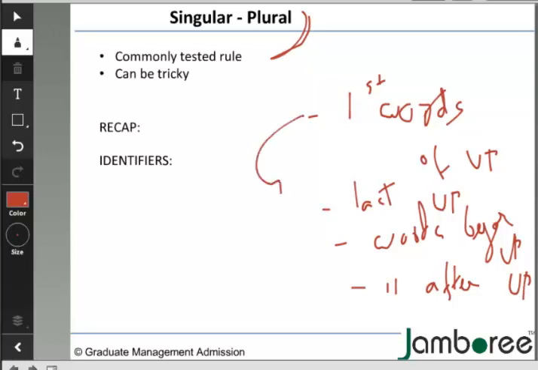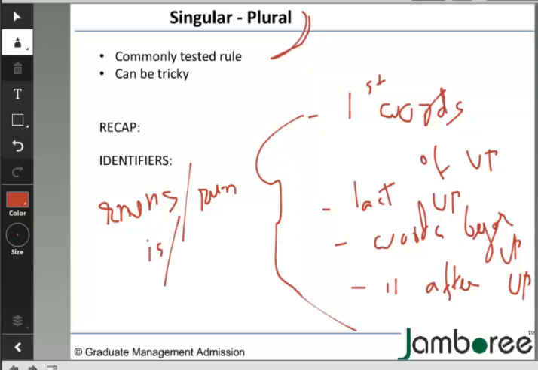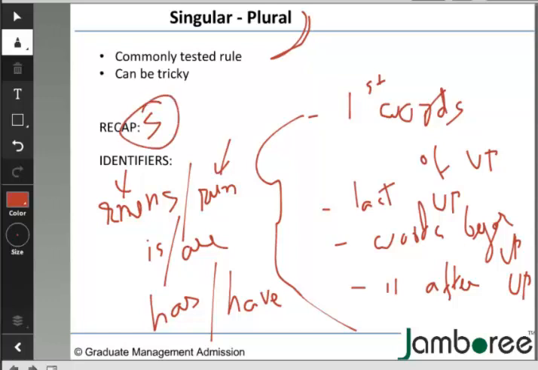So we look at these locations to see what type of error. In these locations, look for things like runs versus run, does versus do, is versus are, has versus have. The moment you have seen this, you start looking for the main thing. What is it talking about? Who is running? If it's a singular person, only one single thing running, then it will be runs. If it is more than one person running, then it will be run.